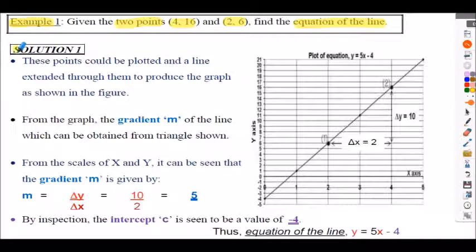So solution 1, we've plotted these points and extended the line to produce the graph shown over here on the right hand side. So here are the 2 points. I've labelled them 1 and 2 for convenience. This is point 1 when x is equal to 2, y is equal to 6. And this is point 2 when x is equal to 4, y is equal to 16.